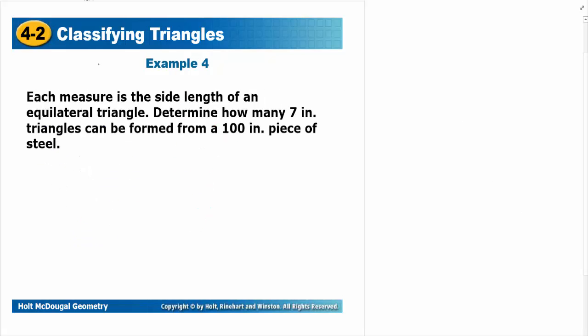All right, last one here. So it says each measure is the side length of an equilateral triangle. And again, equilateral means all the same side lengths. So determine how many 7-inch triangles can be formed from a 100-inch piece of steel. So basically, if you want to try to figure out what this is saying here, we got this big old piece of steel. I want to make that look a little bit better. Maybe I'll just do a line to represent it. We'll do it over here.